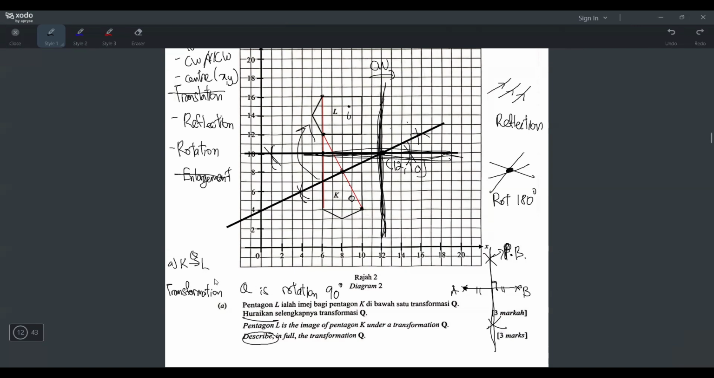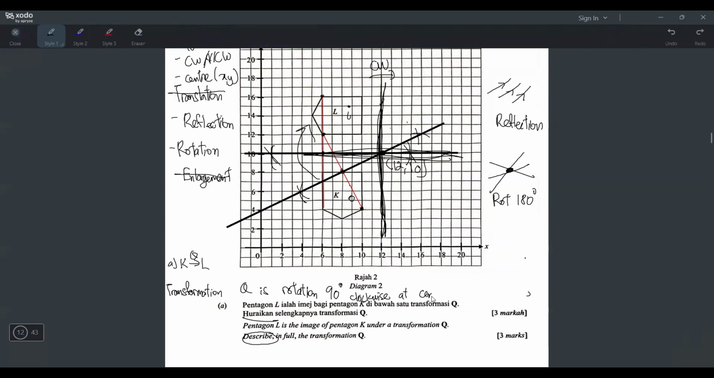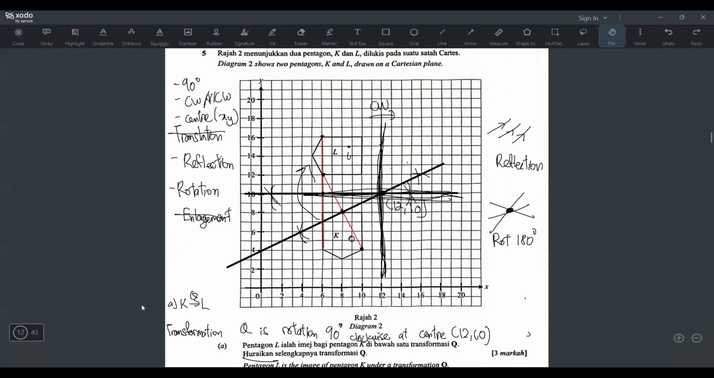This direction. So now I can write: transformation Q is a rotation of 90-degree clockwise at center (12, 10). Or you can write about center (12, 10), it's also the same. Let me erase this. At center (12, 10), you will get 3 marks, but only if you write like this. It has to have the direction, the center, and how many degrees. Okay, done. Hope you understand.